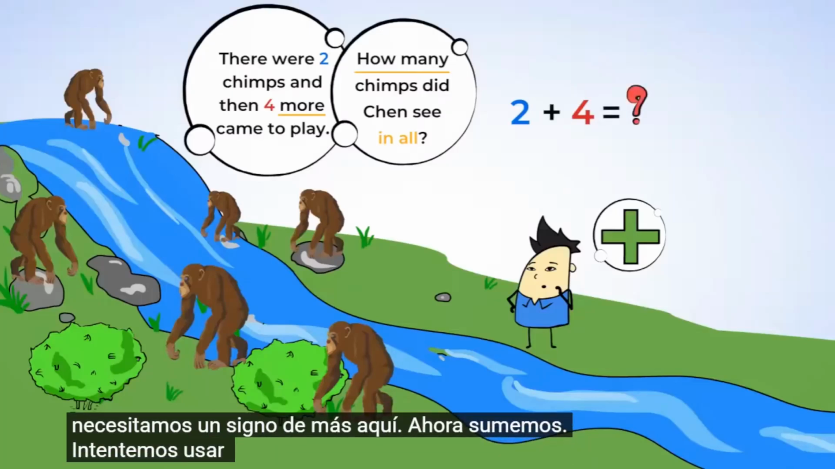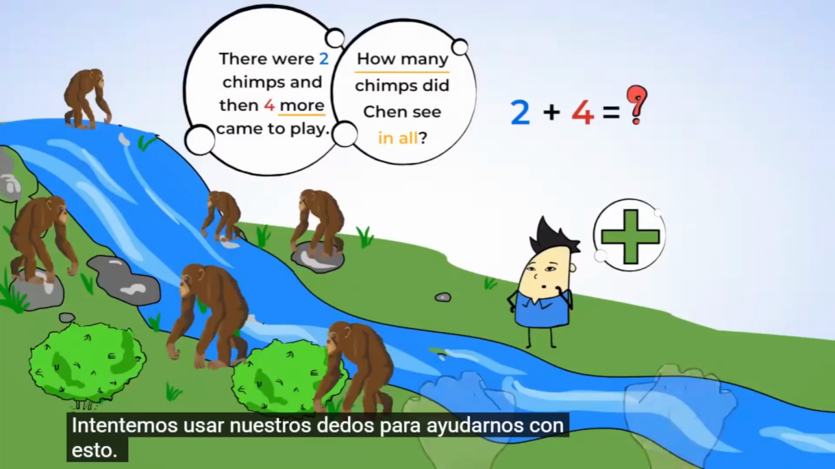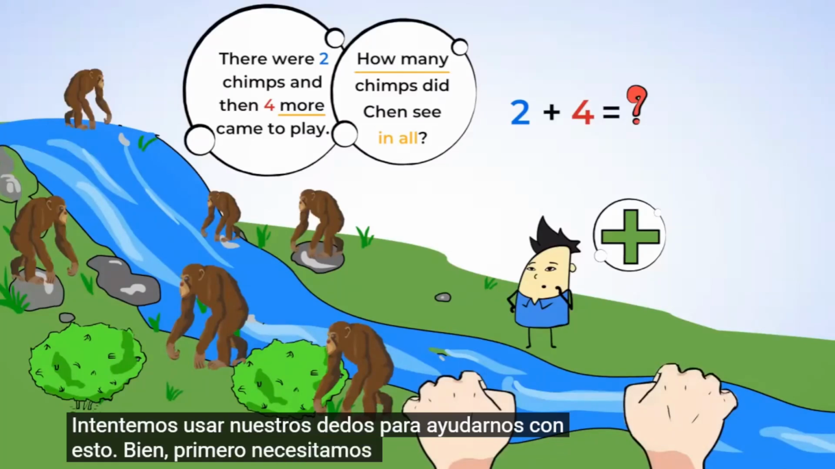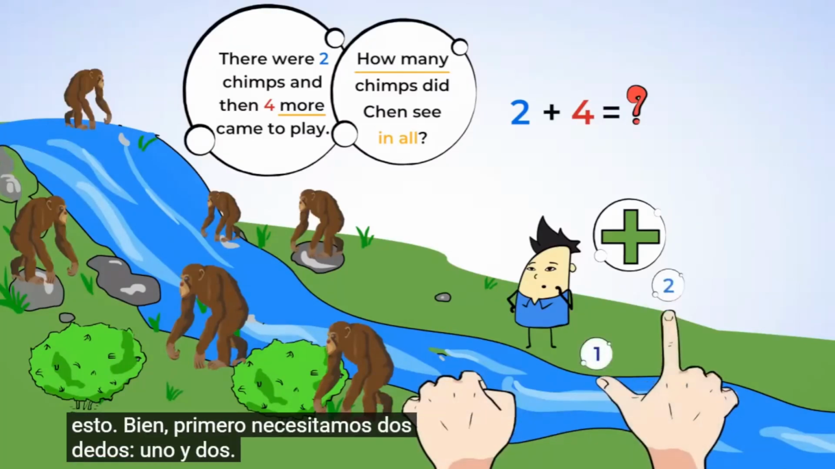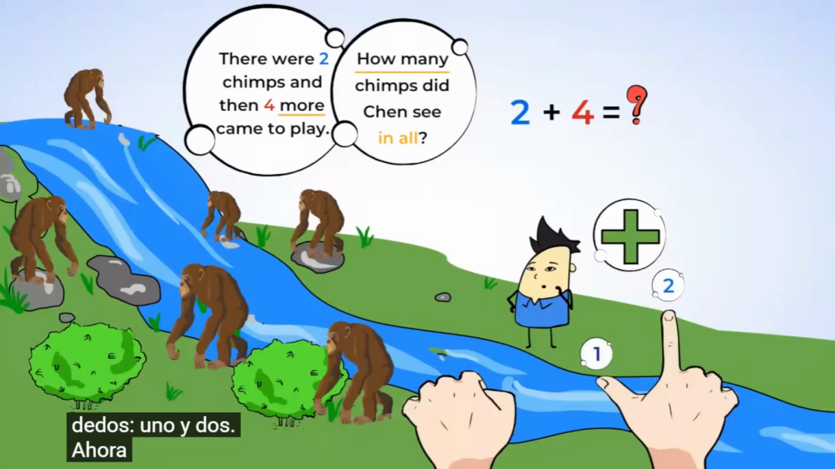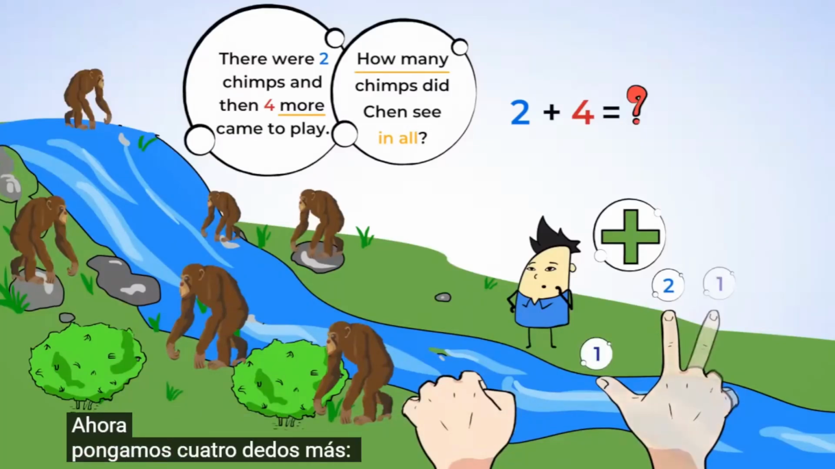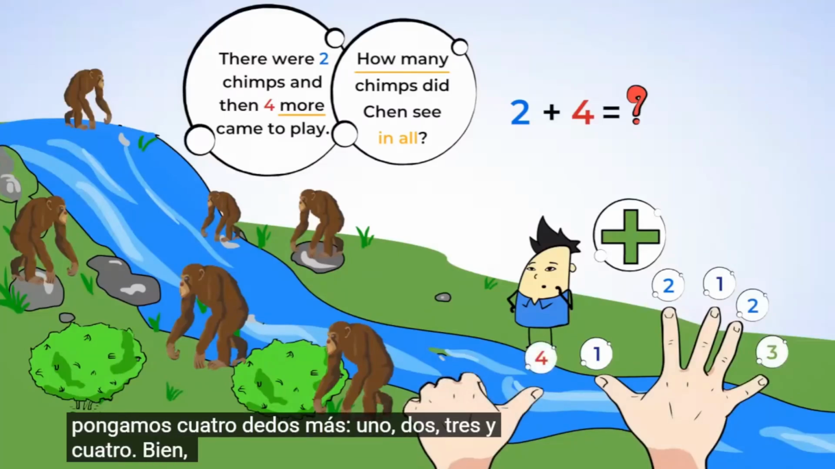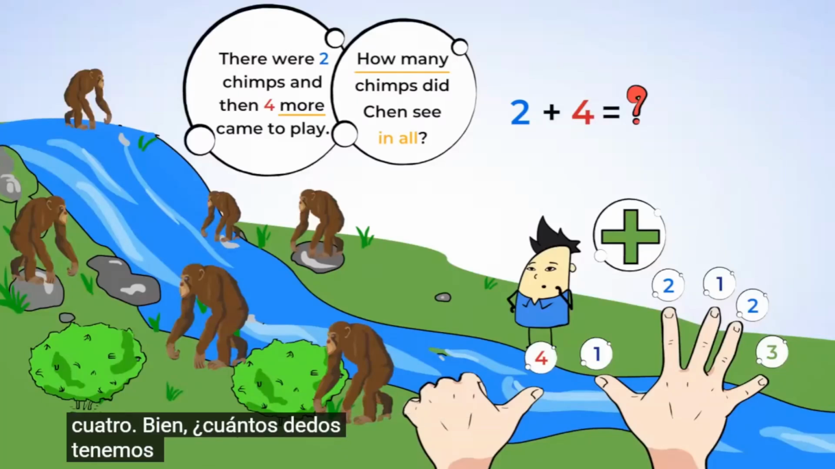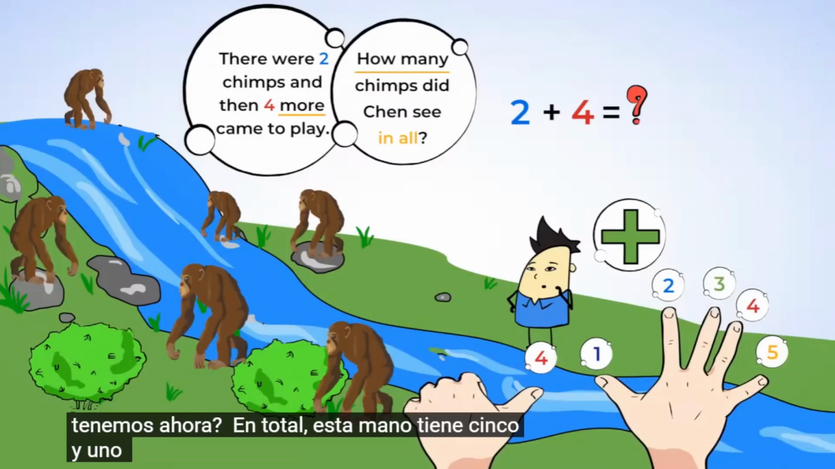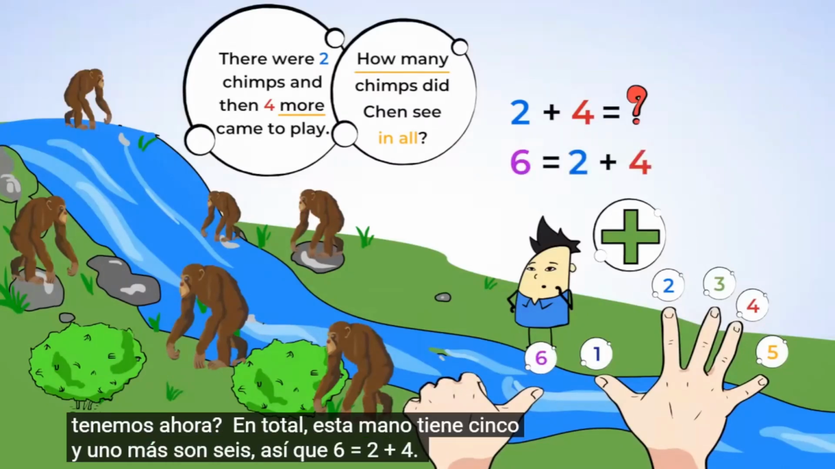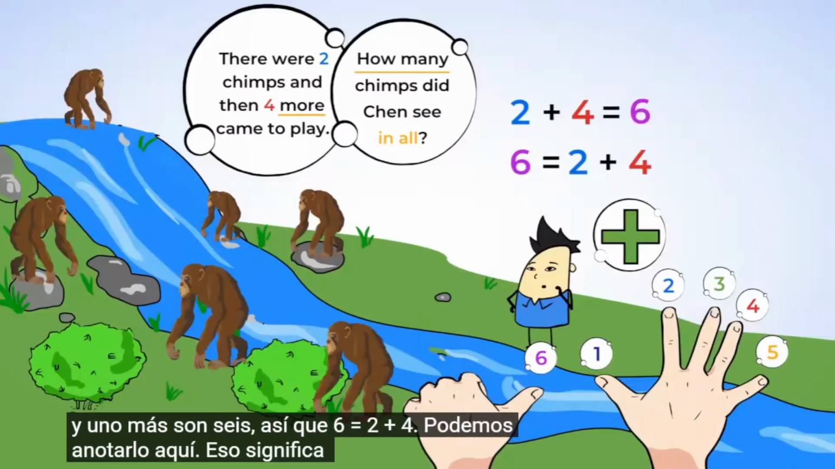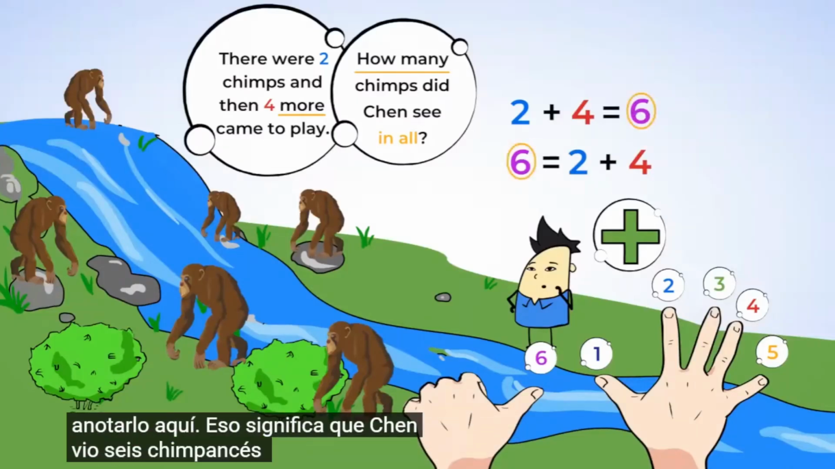Now let's add. Let's try using our fingers to help on this one. Okay, so first we need 2 fingers. 1, 2. Now, let's put up 4 more fingers. 1, 2, 3, and 4. Okay, now, how many fingers do we have up in all? Well, this hand has 5, and 1 more is 6. So, 6 equals 2 plus 4. We can write that down here. So that means Chen saw 6 chimps in all.